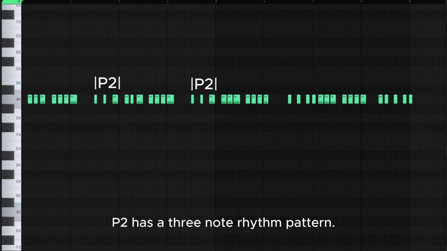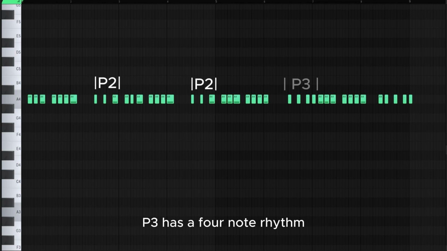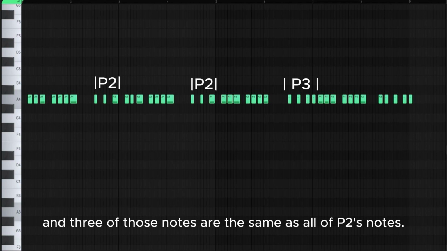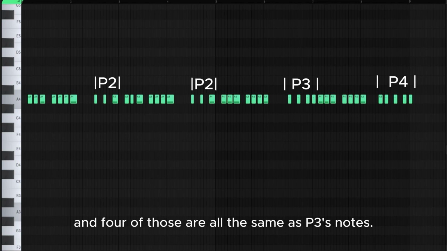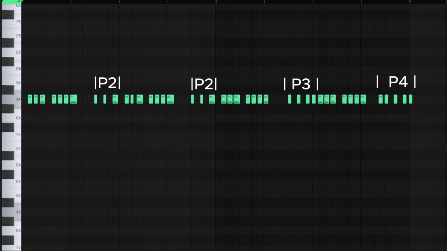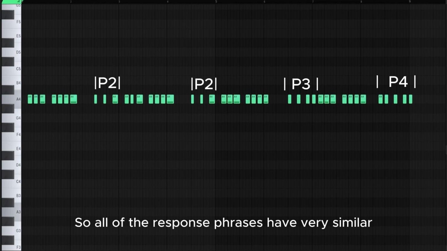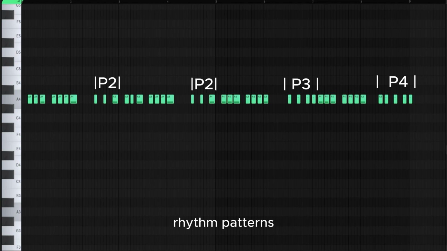P2 has a 3-note rhythm pattern. P3 has a 4-note rhythm and 3 of those notes are the same as all of P2's notes. P4 has a 5-note rhythm and 4 of those are all the same as P3's notes. So all of the response phrases have very similar rhythm patterns which creates unity in the melody.